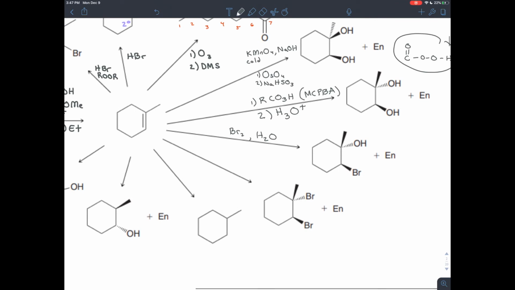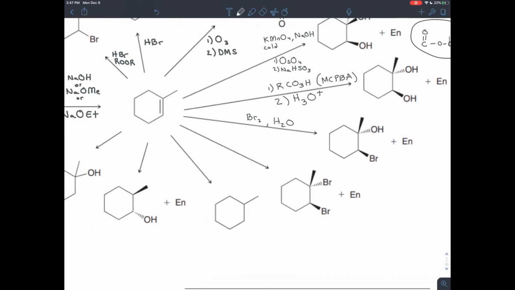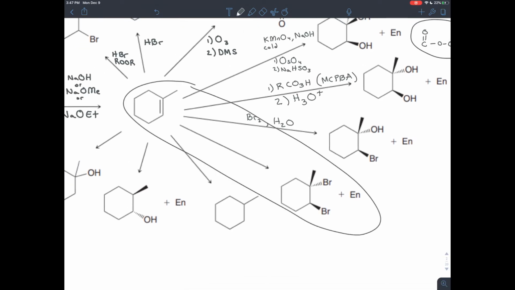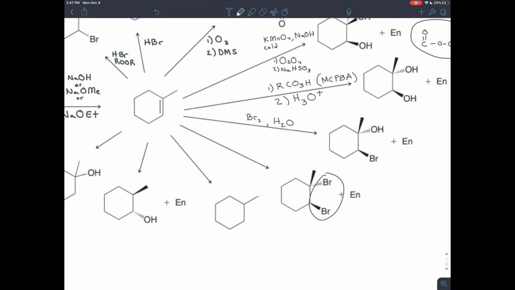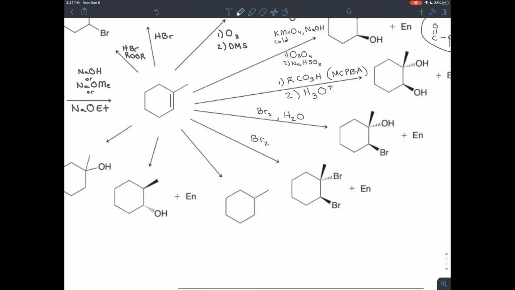So, halohydrin formation. Going below, we see that we add two bromines anti to each other. That's bromination. So just Br2. One bromine adds and forms that bromonium ion, and then the other bromine comes in as a nucleophile to attack from the opposite side. So it's anti-addition.